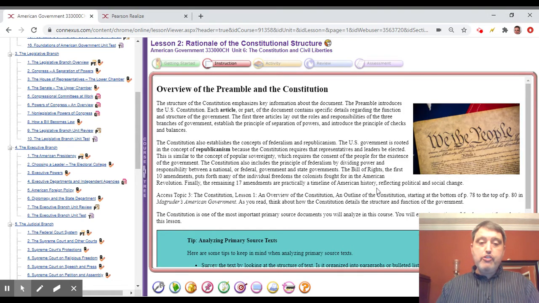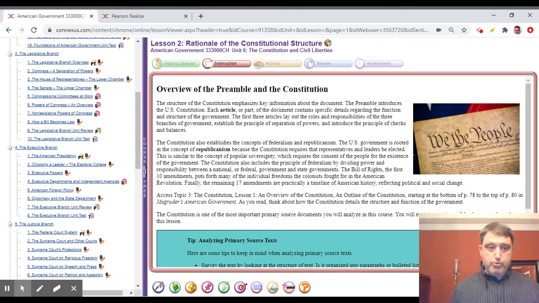The structure of the Constitution emphasizes key information about the document. The Preamble introduces the Constitution. Each article or part of the Constitution contains specific details about the function and structure of the government. The first three articles lay out the roles and responsibilities of the three branches of government, establish the principles of separation of powers, and introduce the principle of checks and balances.